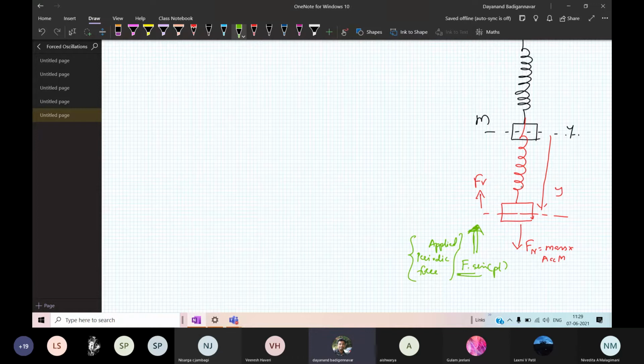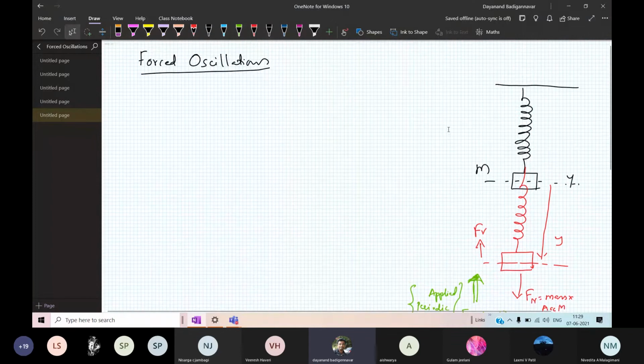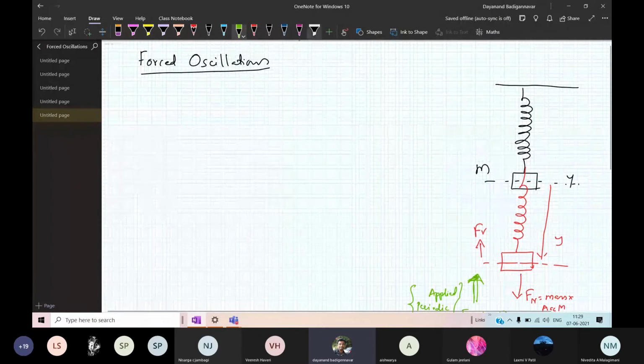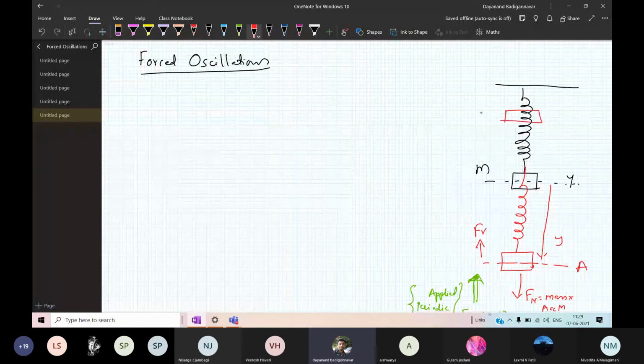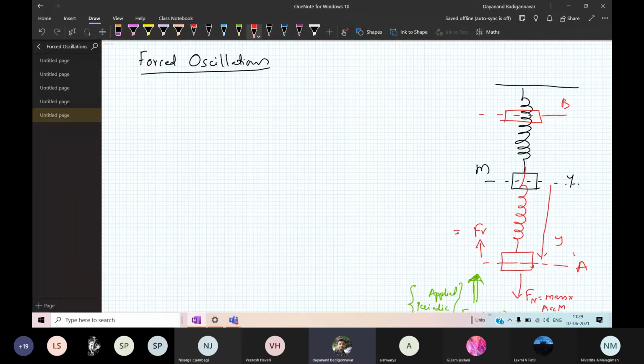Whenever the mass is coming at this point, look here, the oscillation is between A and B. This is A and this is B. Once you start oscillating, you pull it and the mass keeps on oscillating between A and B due to the restoring force. After some time, as I told you, it is going to come to a halt.